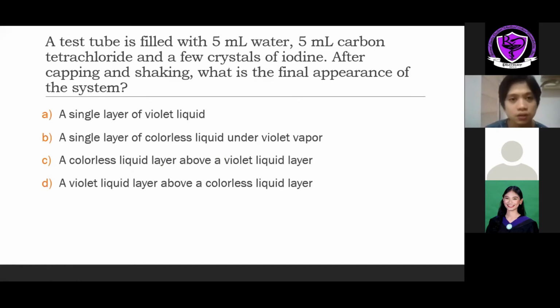No? So mali yung B. C yung answer natin. Invalidate lang natin si D. A violet liquid layer above a colorless liquid layer. Wrong. Because water is denser than carbon tetrachloride. Therefore, the violet liquid layer should be beneath the colorless liquid layer.